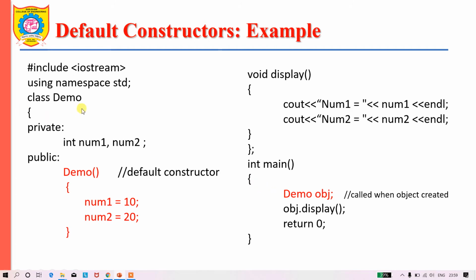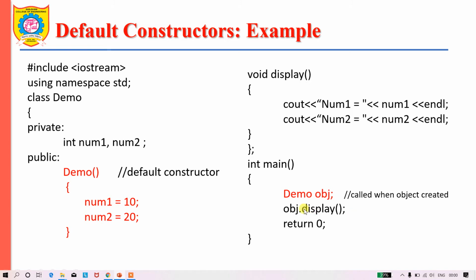Now here I have a class demo which has private members num1 and num2. I have a constructor demo, and in that constructor the values 10 and 20 are initialized to num1 and num2 which are my private data members, and I have a display function and that display function will help me to display the values of num1 and num2 which we have initialized in the constructor.